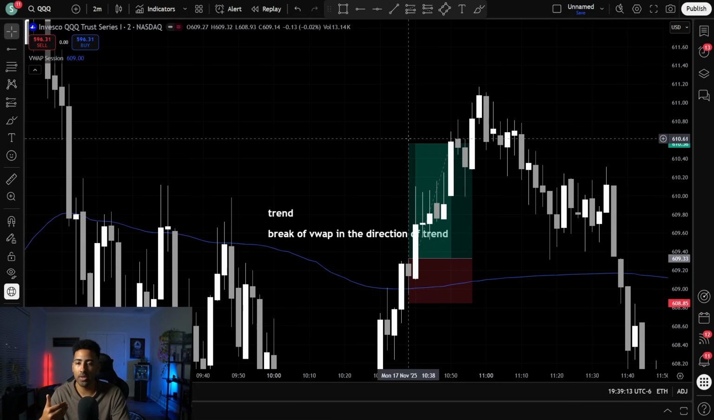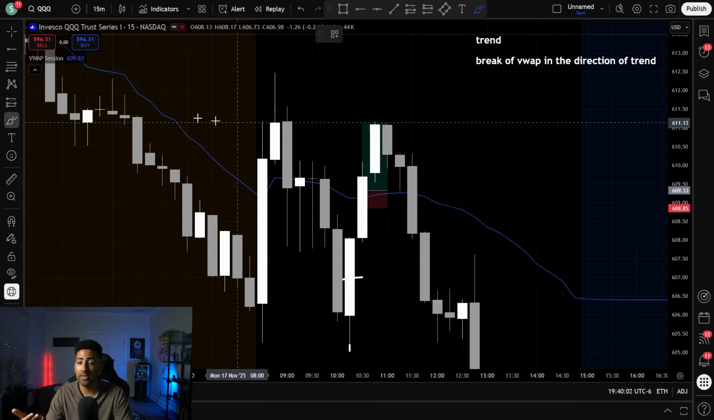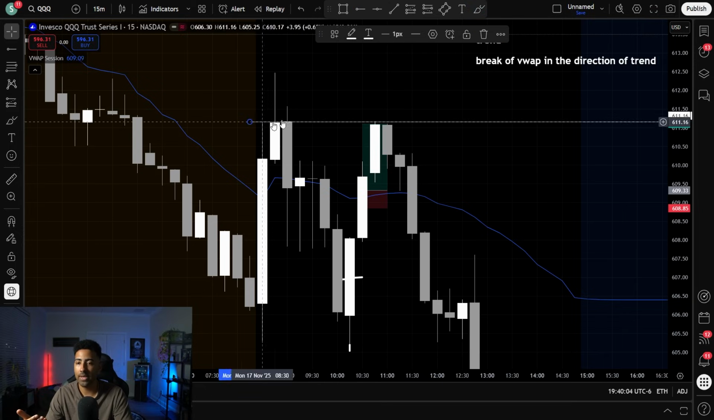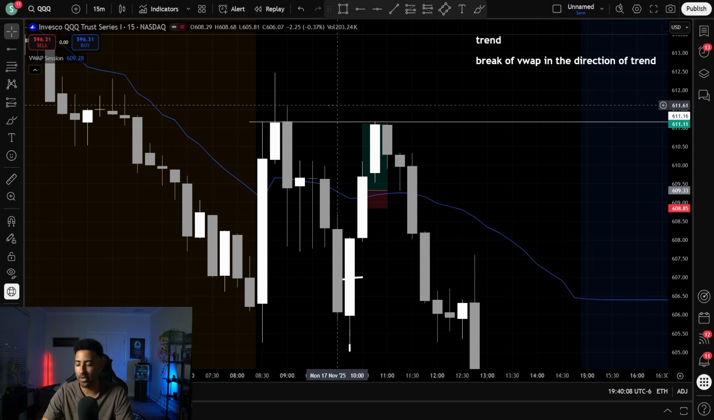And all we're going to do is target the next level of liquidity. And of course, for this target, we want to make sure that we target previous levels of liquidity. Here you can see we have this absolute massive move, massive flip to the downside. So this is the area that we'll be targeting.